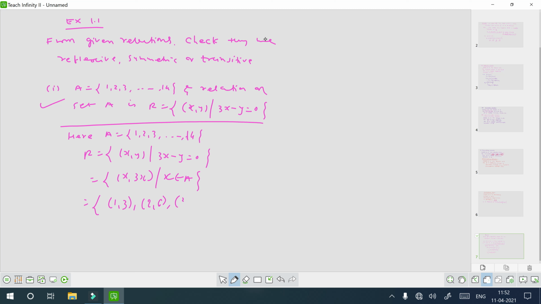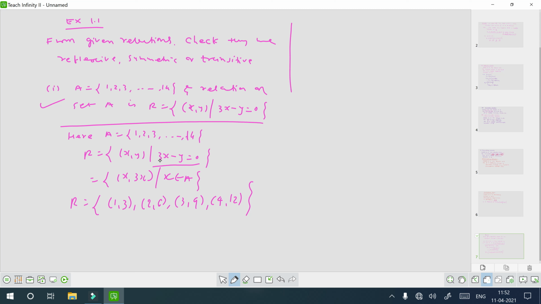If I take 3, then it comes out 9. If I take 4, then it comes out 12. But if I take 5, then there is 15, and (5, 15) is not in A cross A. So only those elements of A cross A satisfying this equation are the members of the relation. So here this relation R is there.